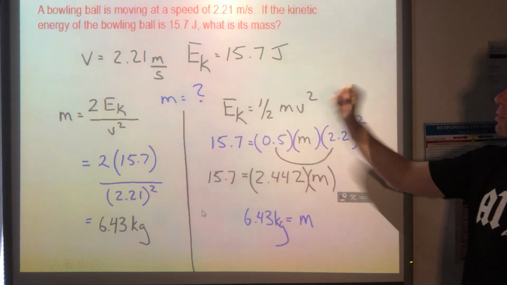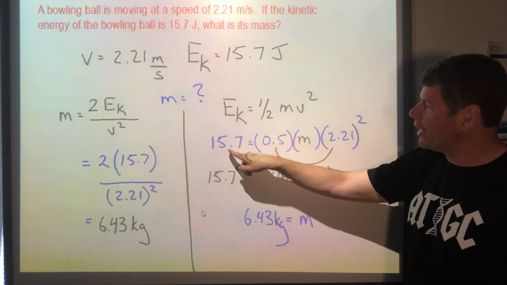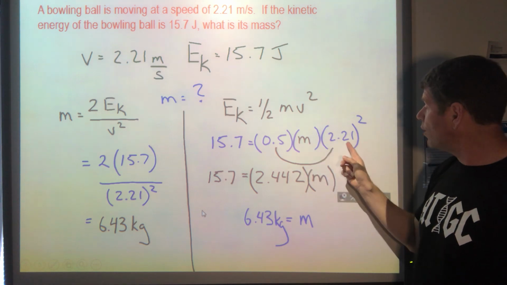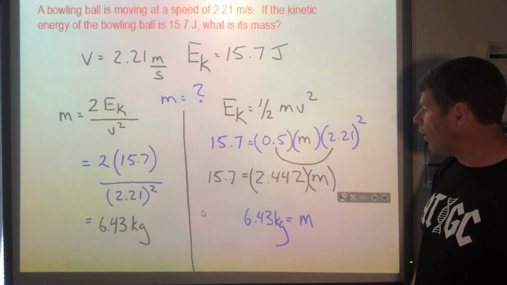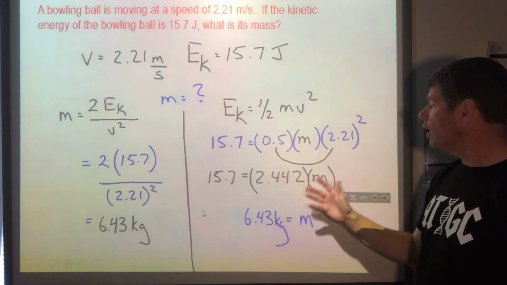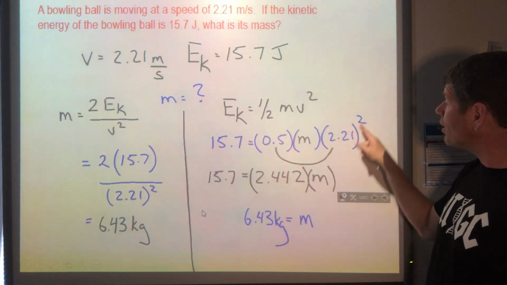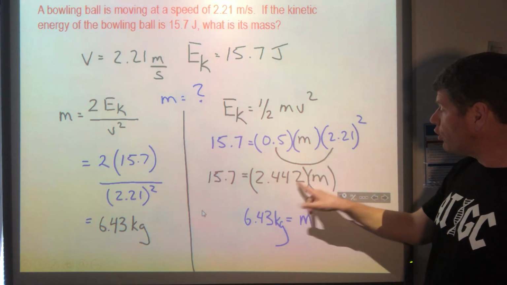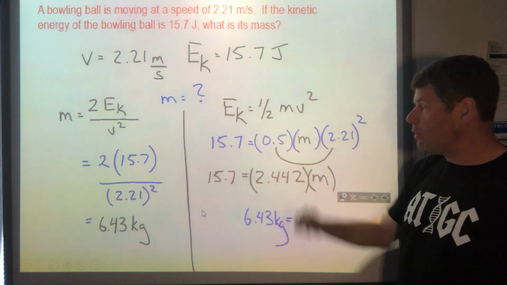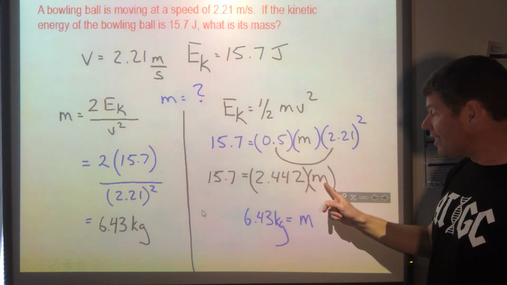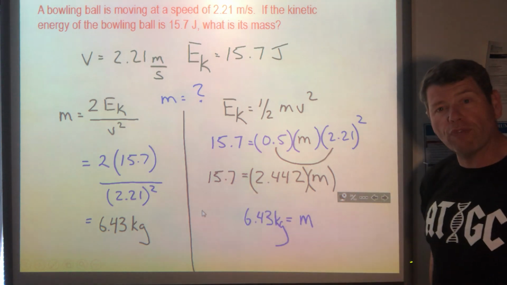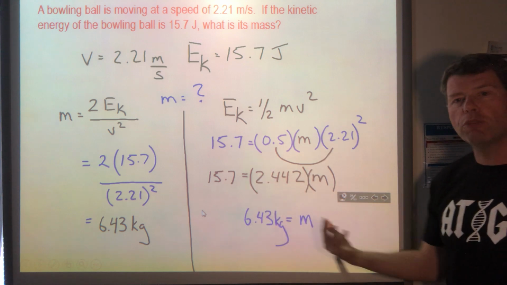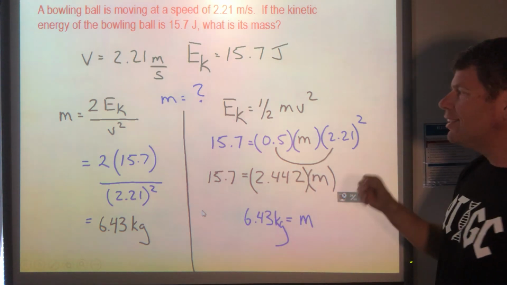Or, if we leave the formula as we know it, we substitute, simplify, and solve. We take our kinetic energy, put it there. There's our half. There's our m, which we're trying to solve for. There's our 2.21, which we are going to square. So if we simplify the right side, I take 1/2 times 2.21 squared. Square first, multiply by 1/2, leaves 2.442 m equals the 15.7 on the left. Now I need m by itself, so I divide both sides by 2.442, and I get the very same answer. So depending on what you are more comfortable with, there you go.